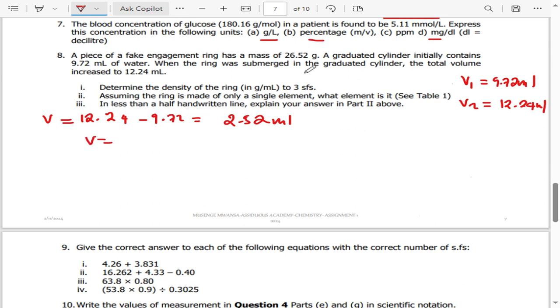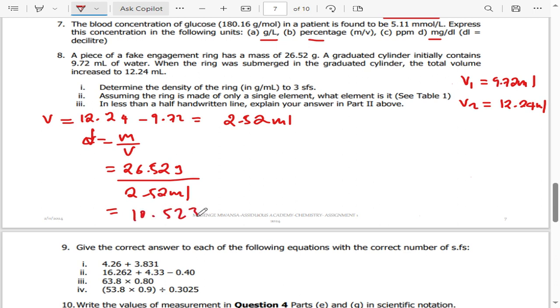The question is asking us to calculate the density. Density is given by mass over volume. The mass of this ring, they've told us, is 26.52 grams. The volume we have just calculated to be 2.52 mils. So if we divide 26.52 by 2.52, that is going to give us 10.5238. The numbers continue. It is in grams per mil.